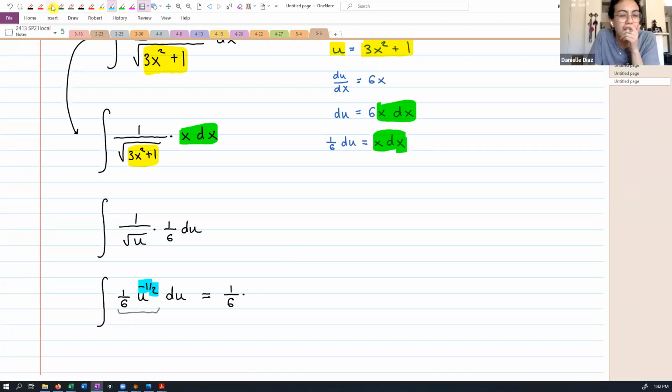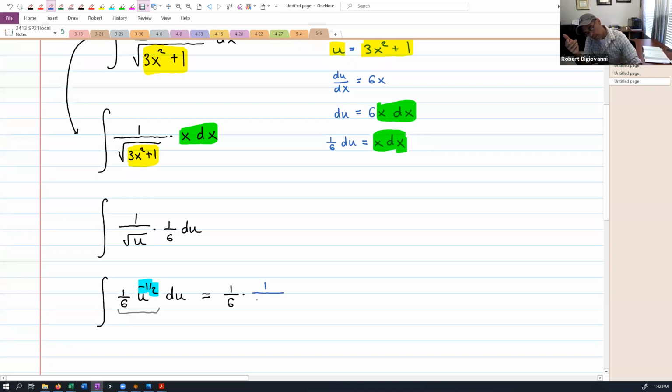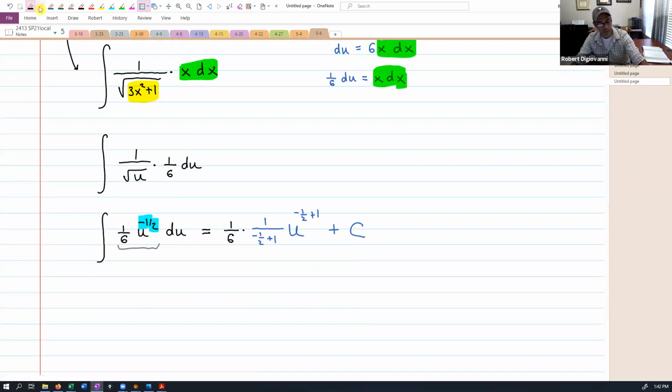So I have to add 1 to it, right? So I'm going to put 1 over -1/2 plus 1, u to the -1/2 plus 1, all of this plus C. I'm going to go slow here. This becomes 1/6. Okay, when you do -1/2 plus 1, that's a half. And 1 over a half is 2. u to the 1/2 plus C.